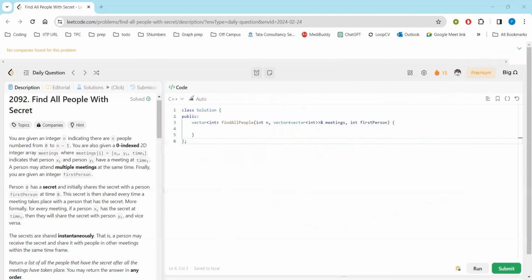Now let's see one more point. Suppose initially A knows the secret, right? A knows the secret, and now we have a time frame T equal to T. In this, there is a meeting between B and C. Now, since only A knows the secret and neither B nor C knows the secret, that means after this meeting, still only A will know the secret.